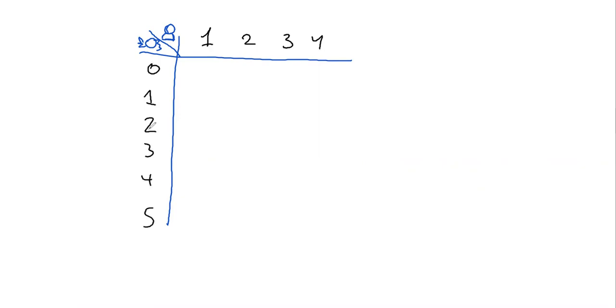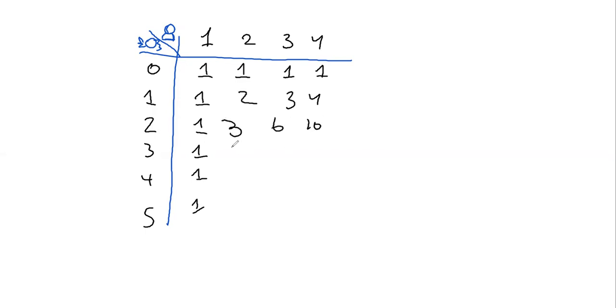So 5. Yeah. So obviously with 0 candies, there's one way to do each of these, and with 1 kid, there's one way to do each of these, so it's not a big problem. 2, 3, 4, 3, 6, 10, 4, 10, 20, 5, 15, 35, and 6, 21, 56. It's Pascal's triangle, but rotated.